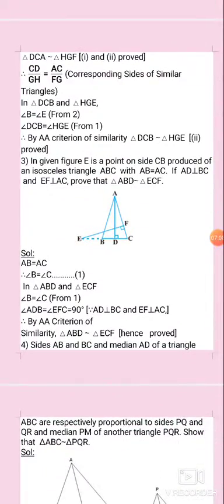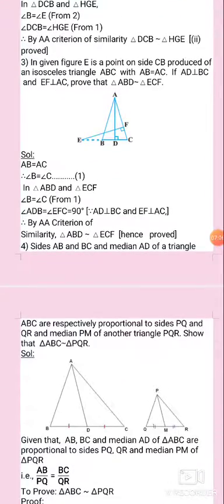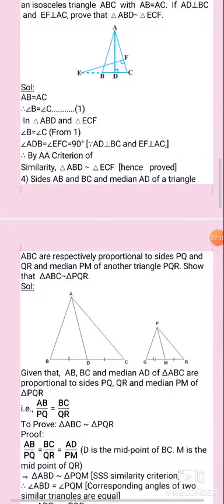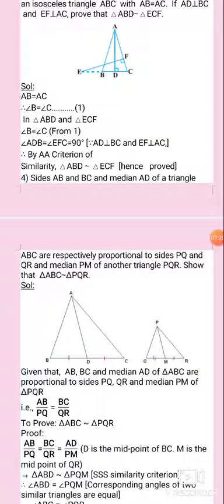Next one, sides AB and BC and median AD of triangle ABC are respectively proportional to sides PQ and QR and median PM of another triangle PQR. Show that triangle ABC is similar to triangle PQR.